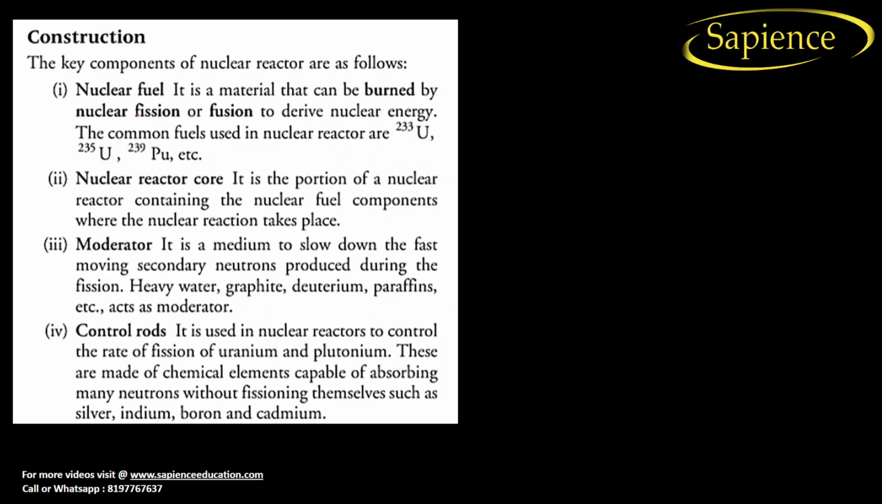So I have already explained these things. The key components of the nuclear reactor are as follows. Nuclear fuel is a material that can be burned by nuclear fission or fusion to derive nuclear energy. The common nuclear reactor fuels are U-233, U-235 and Pu-239. Now, the nuclear reactor core is the portion of the nuclear reactor containing the nuclear fuel component where the nuclear reaction takes place.